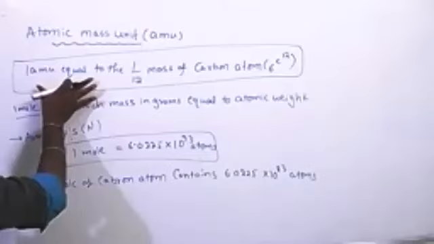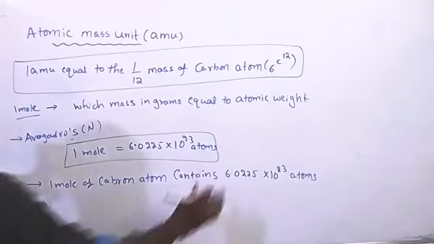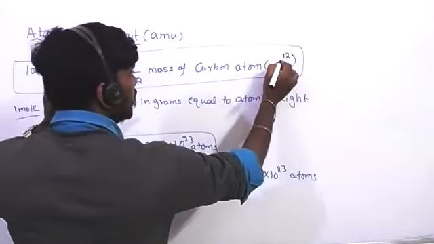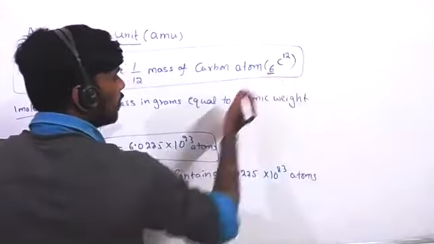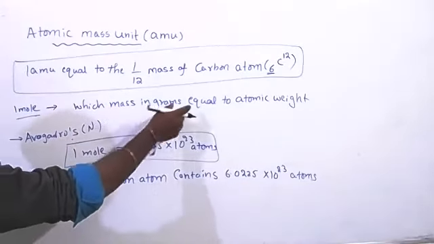Risha, did you understand what 1 AMU is? Yes, sir. 1 AMU is equal to 1/12th the mass of a carbon-12 atom. Okay, the carbon atom is 6C12. What is 6 here? Which number is it? Atomic number. What is 12? Mass number. Okay. So 1 mole is nothing but the mass in grams equal to its atomic weight.